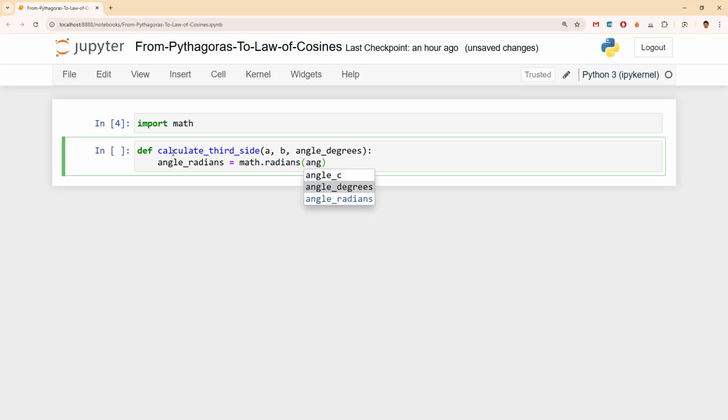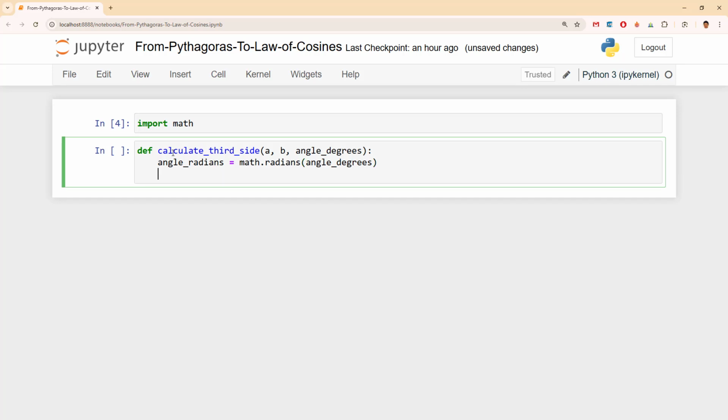Angle degrees, just tapping on top a few times. Okay, now c squared is a squared plus b squared minus. So far we have the Pythagorean theorem up to here, but this is not a 90 degrees triangle, so we do the fancy thing: minus 2 times a times b times math.cos of angle radians.